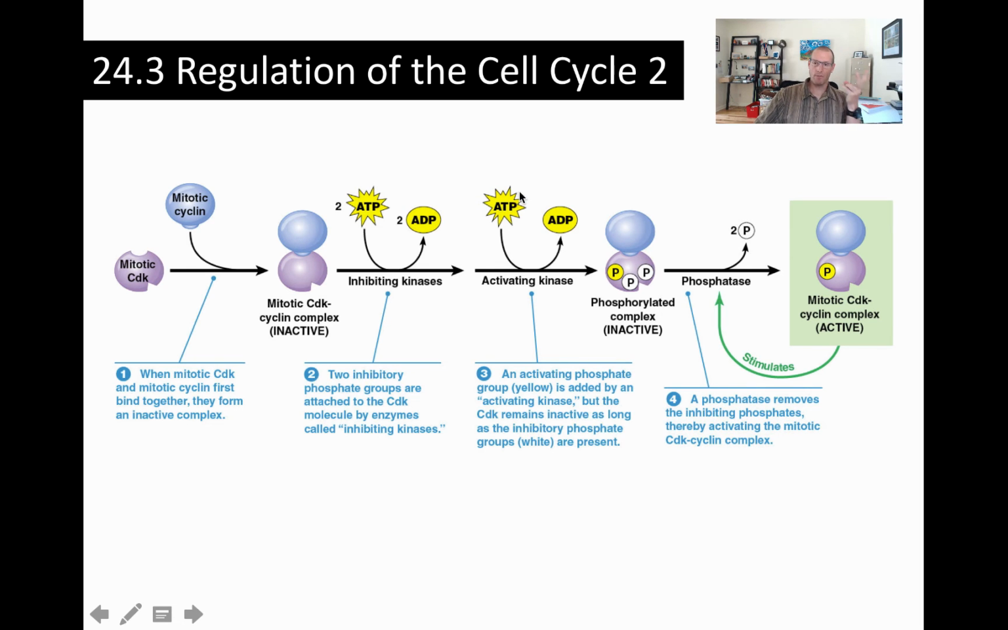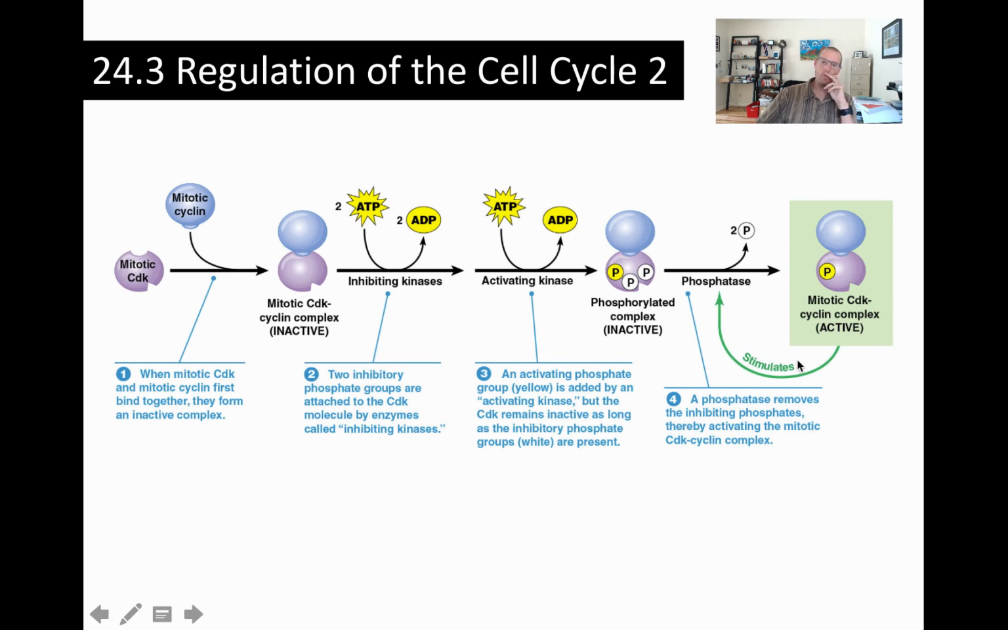So you've got two phosphates that go on that turn everything off, and then you've got one that goes on that turns everything on only when you take these first two away. So you put the first two phosphates on, and that keeps everything off. You add the third one, nothing happens, and then you take these two off. Oops, sorry. You turn those two off, and then everything becomes active. So that phosphatase there is removing these two phosphates that went on to start with over here, and that gives you a highly active mitotic CDK cyclin complex, and that's what will drive the cells into mitosis.